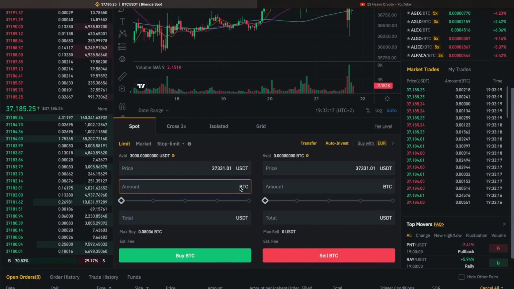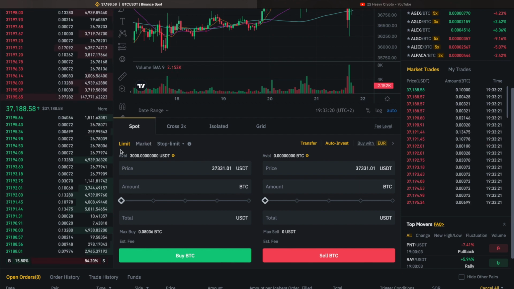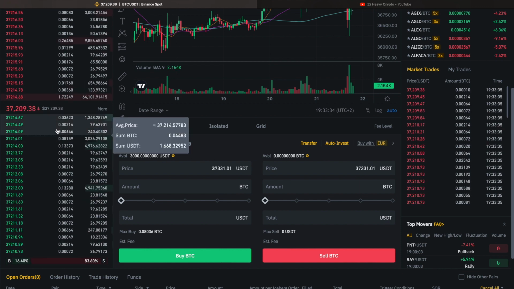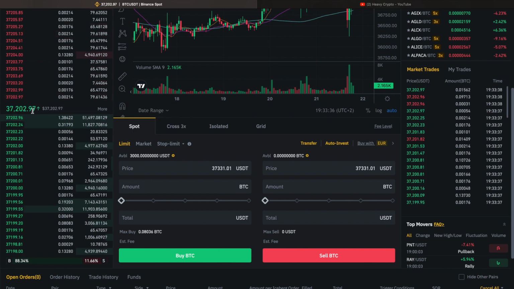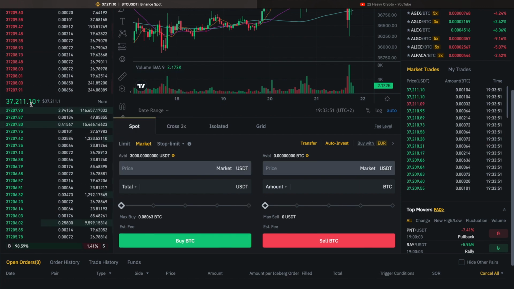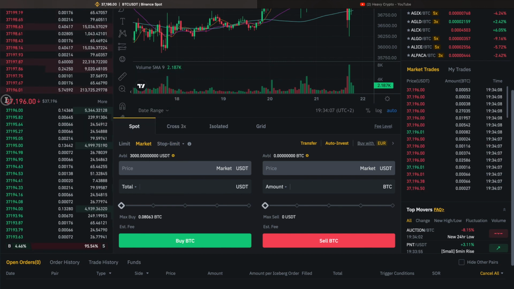So right here you've got the market and limit tab. If you click limit, it means that you're gonna use your own price to buy Bitcoin. For example, right now Bitcoin is being traded at 37,200. If I want to buy Bitcoin at 37,100, I should use limit right here because it's gonna allow me to use my own price. But if you click market like this, you're gonna use the current price to buy Bitcoin. So if I want to buy Bitcoin right now immediately and I don't want to wait, I'm gonna have to use market and my order is gonna be filled immediately at this current price.